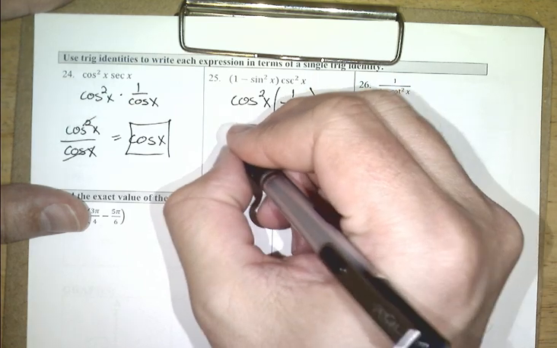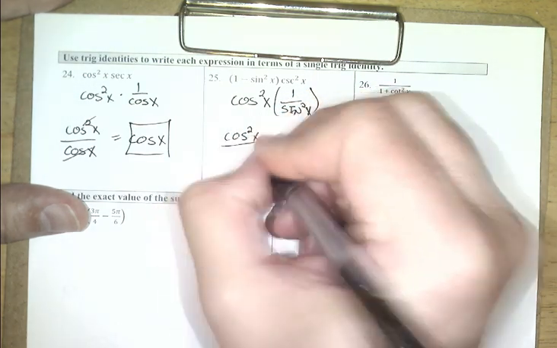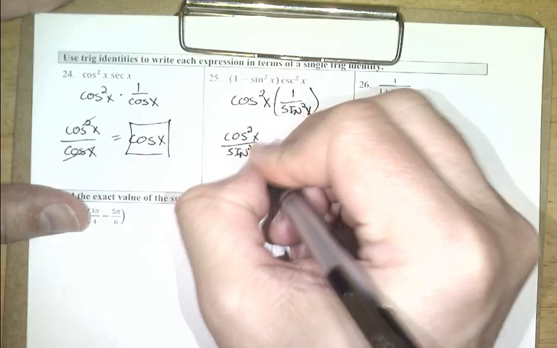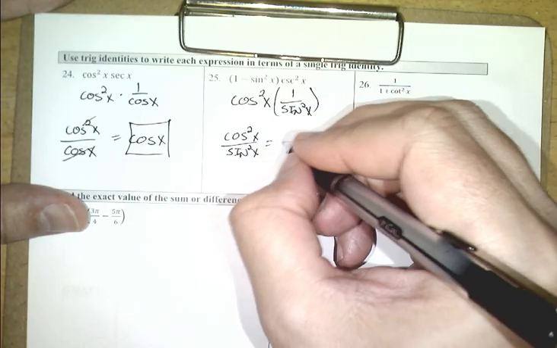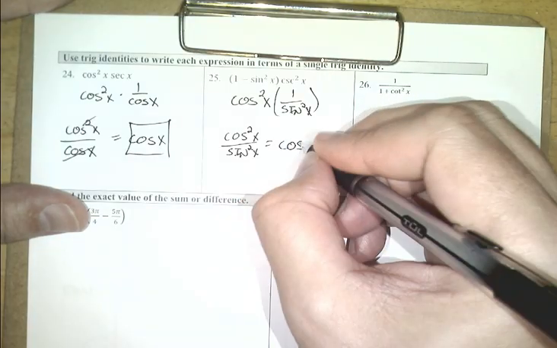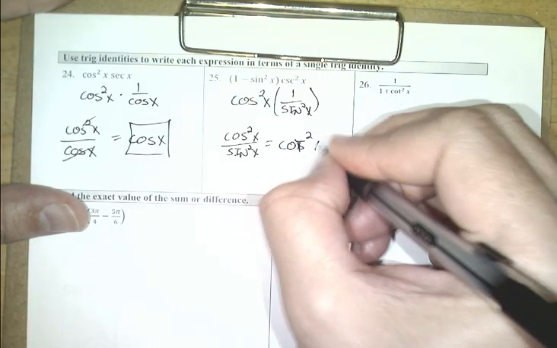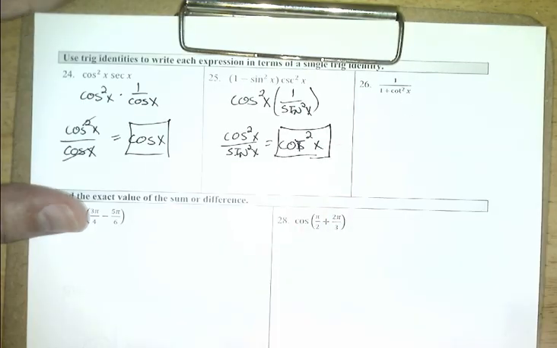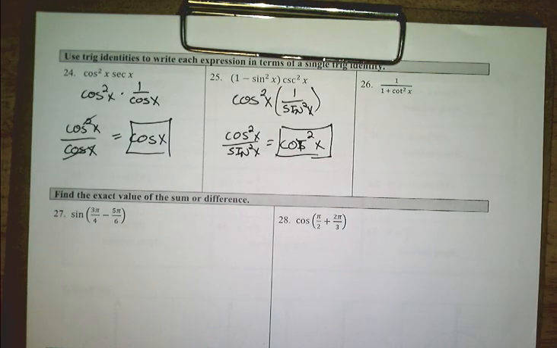Multiply these two together, and you get cosine squared x over sine squared x. Cosine over sine is the same as cotangent, so we'll get cotangent squared x.